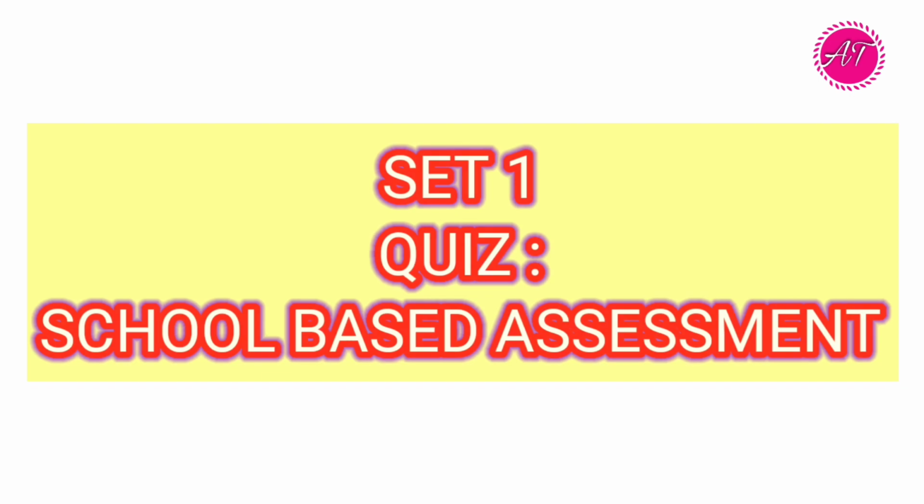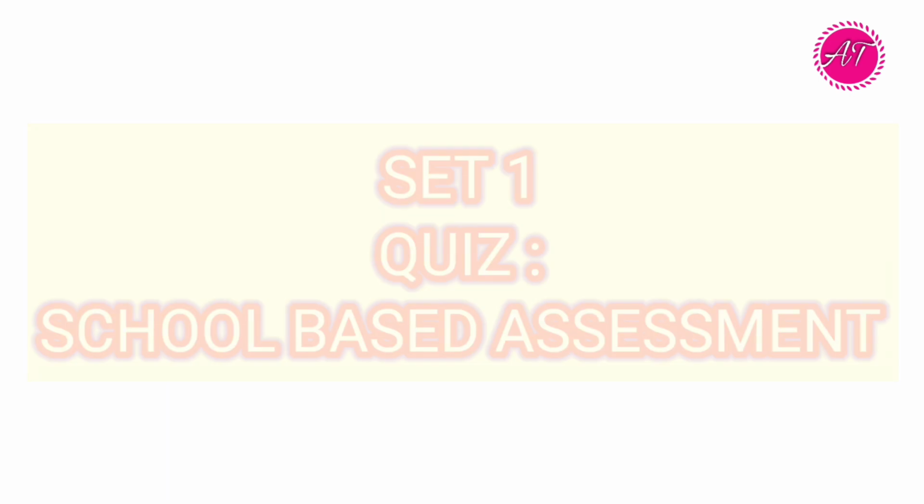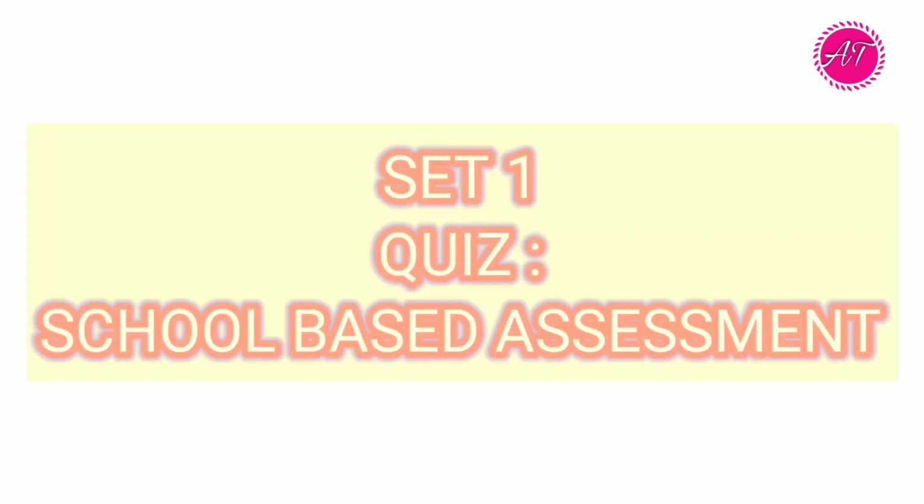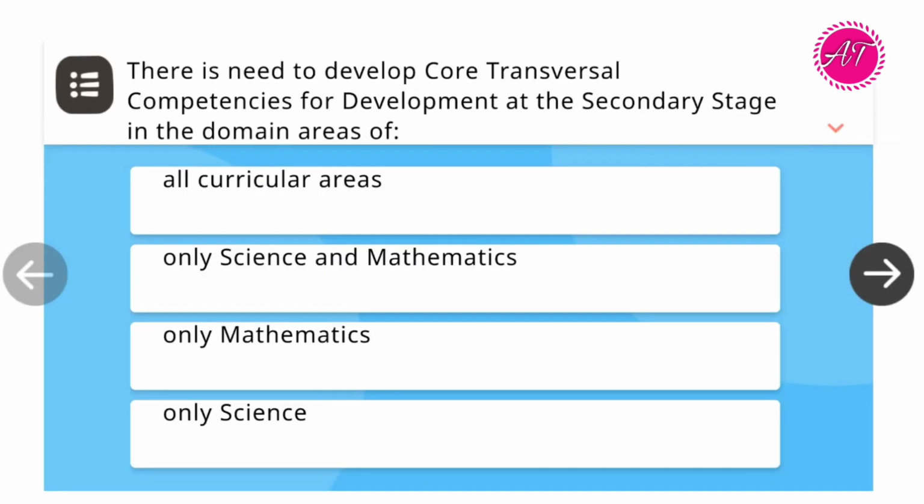Today we are going to solve set 1 quiz on school based assessment. So let's start our quiz. The first question we have on the screen is: there is a need to develop core transversal competencies for development at the secondary stage in the domain areas of. So we have the four options and our answer will be number 1, that is all curricular areas. So we can mark on all curricular areas.